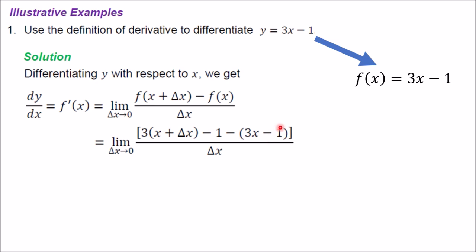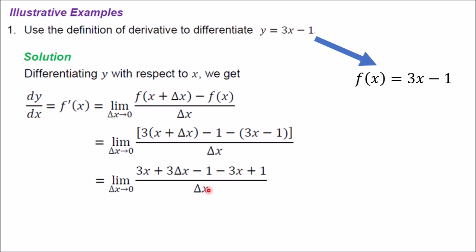3x minus 1. Now, we will simplify the numerator. So, i-multiply natin itong 3 dito sa loob. I-distribute natin. 3 times x plus 3 times delta x. Magiging, ito na, 3x plus 3 delta x minus 1. And then itong minus the quantity of 3x minus 1. Kasi nga may parenthesis dito, so magiging negative yung 3x at yung negative 1 ay magiging positive 1. Kasi parang nag-multiply tayo dyan ng negative 1.